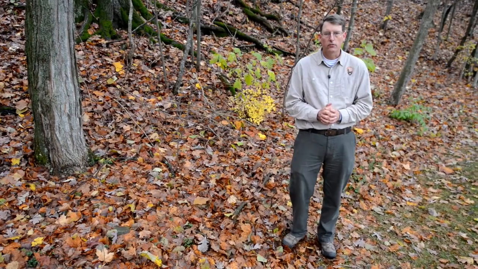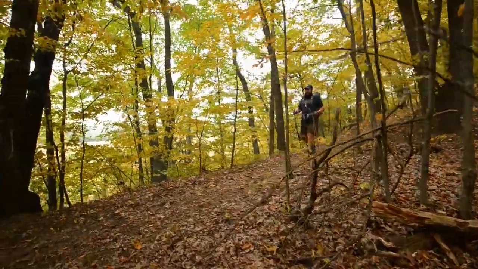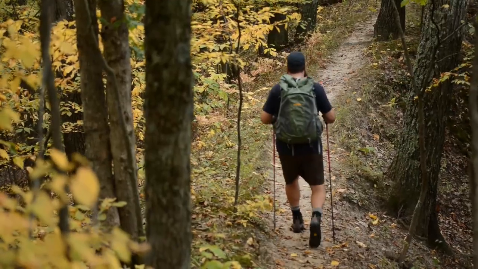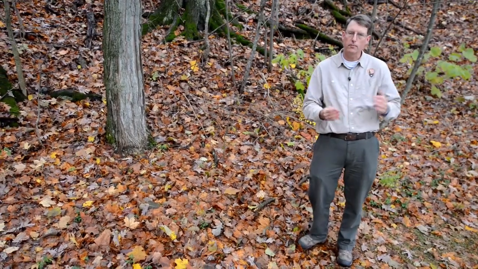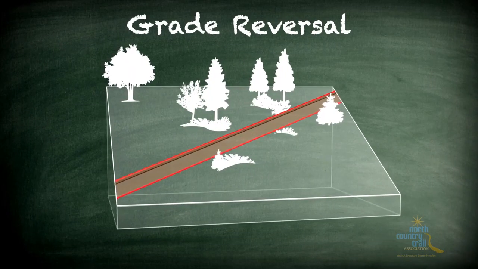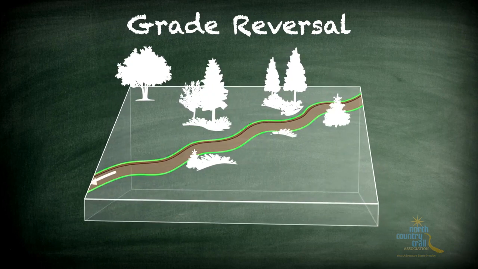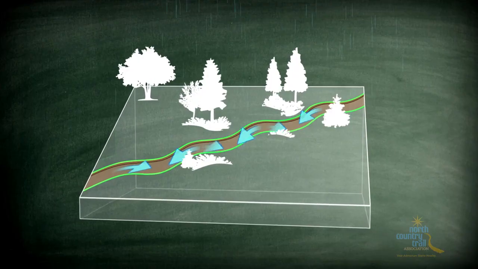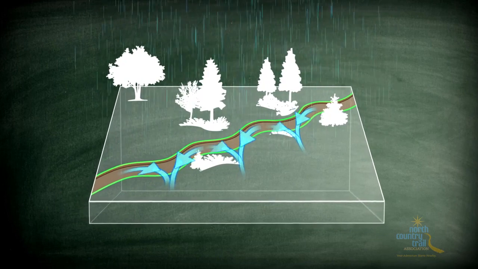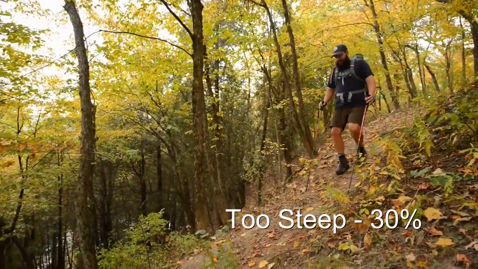One of the tools to a resistant alignment is reversing trail grades. So obviously trails have to go up and down slopes. They have to go up and down changes in elevation in the landscape. Reversing the grade means that in no section of the trail do you continue on a downslope for too long of a distance, or vice versa an upslope. This is what a grade reversal is. It means changing the overall grade of the trail so that water doesn't continuously flow down the trail tread.